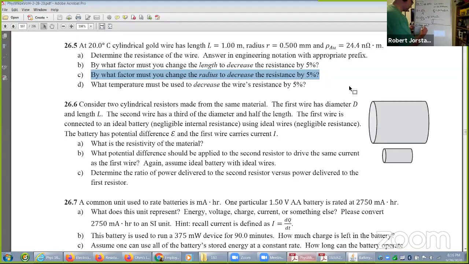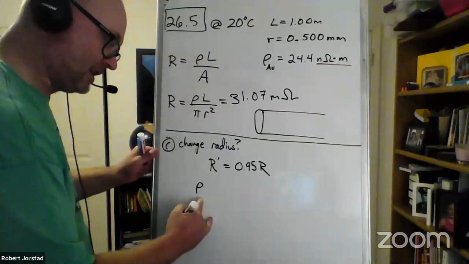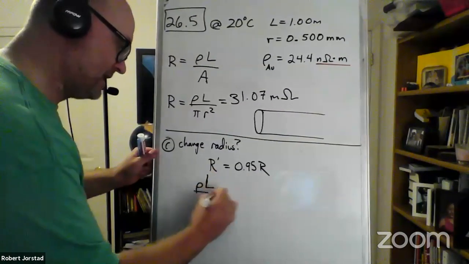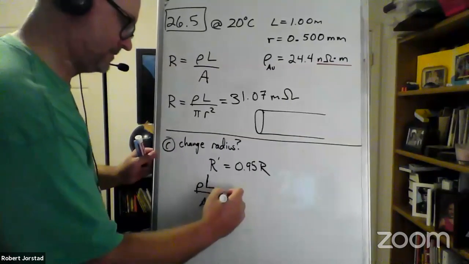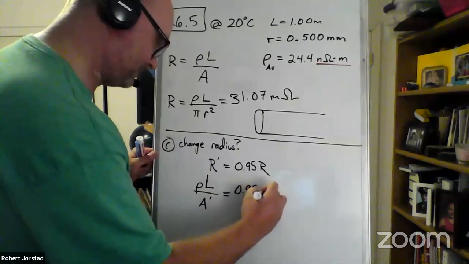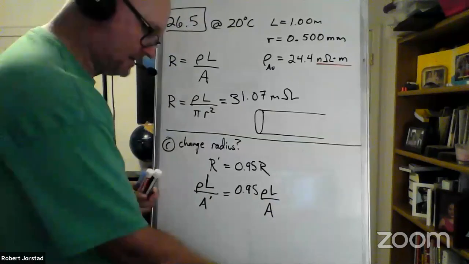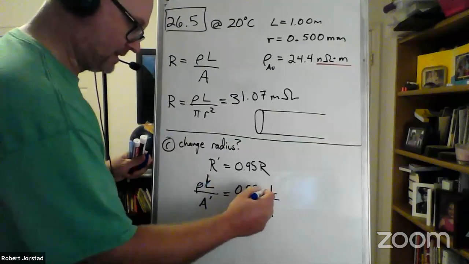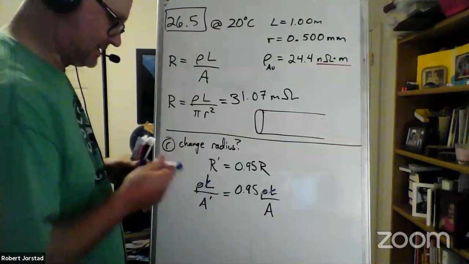So I can tell you this. I want R prime to equal 0.95 of R. Right? Decrease. Okay. So I want this to be true. I want the resistivity to remain the same, the length to remain the same, but I want the radius to change. So that's going to be different. Area prime. In this case, those drop out.